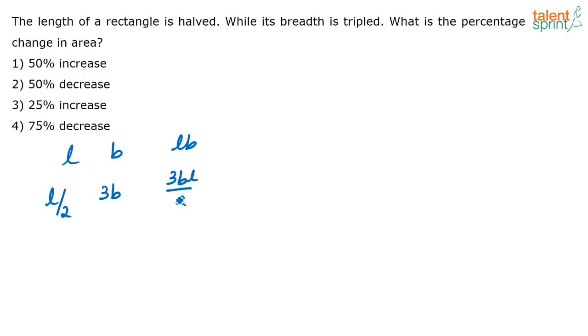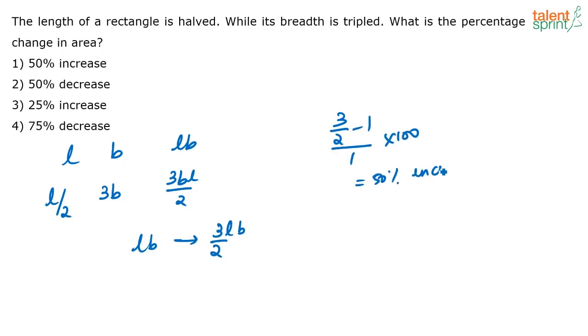So now what is the percentage increase in area? From LB, it has become 3LB by 2. 3 by 2 LB, right? So what is the percentage increase? It is nothing but 3 by 2 minus 1 by 1 into 100, that is equal to 50% increase. Again, a very, very easy question. Correct answer is option 1.